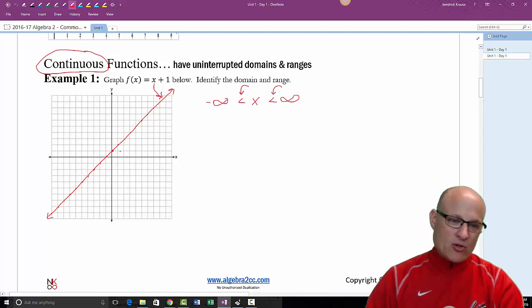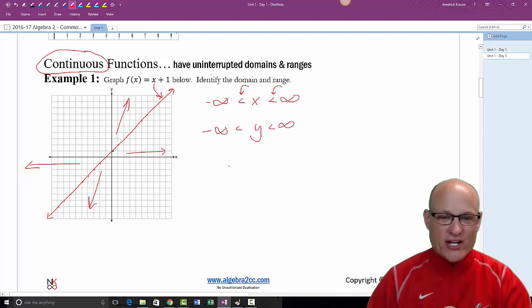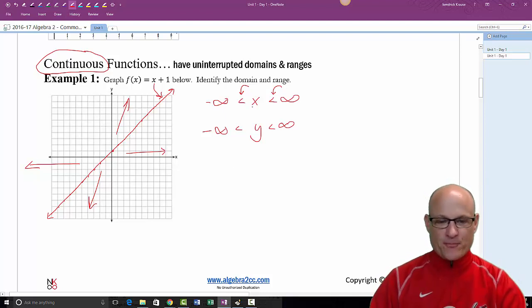But I am going forever and ever in this direction, and forever and ever in the other direction. So the domain is all reals. But I'm also going forever and ever up, and forever and ever down, so the range is all reals. Now this notation is called inequality notation or standard notation.